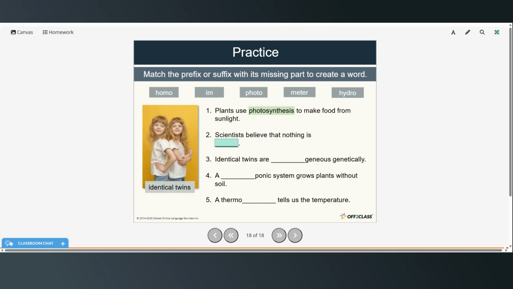Scientists believe that nothing is impossible. Identical twins are homogeneous or homogeneous. I've heard it pronounced both ways genetically. A hydroponic system grows plants without soil. And a thermometer tells us the temperature.